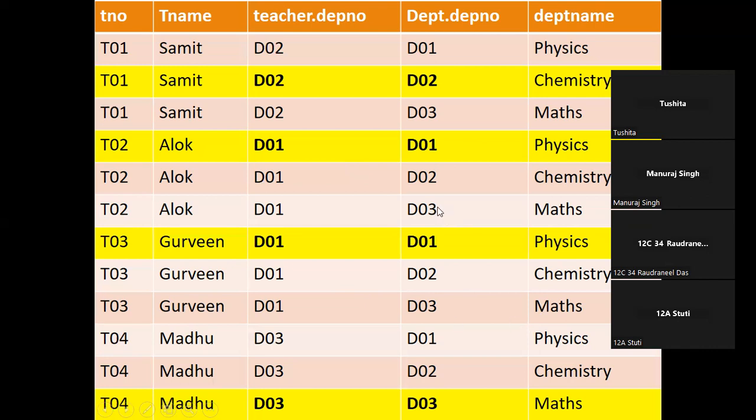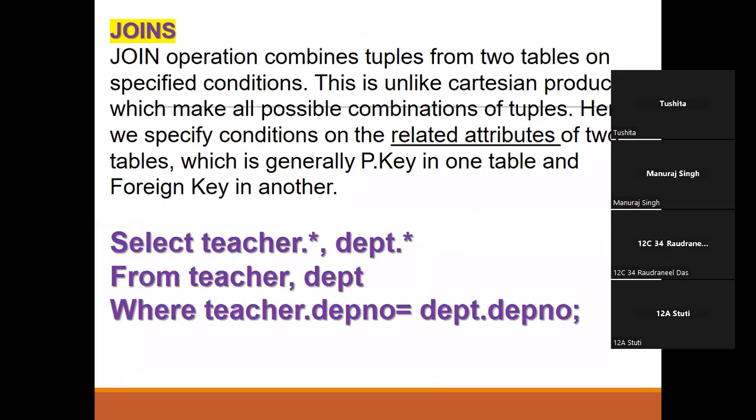ठीक है? But हमें इतना data चाहिए ही नहीं. My need is not the Cartesian product. Cartesian product he has to do to get me the information. What is the information I need? I need the information wherever my teacher ka department number is tallying with the department ka department number. Okay. So this is the concept of join.